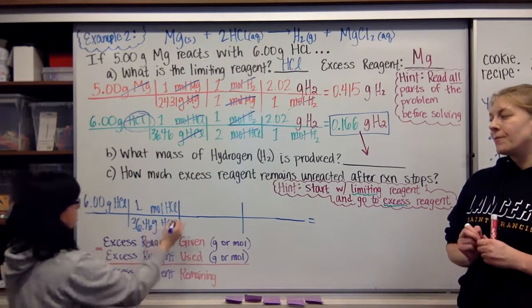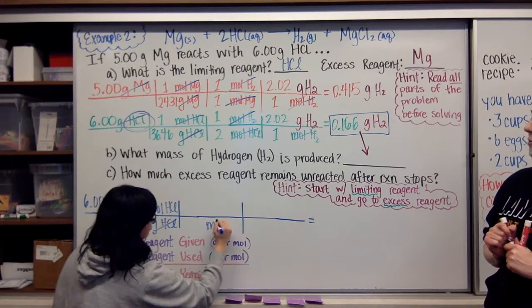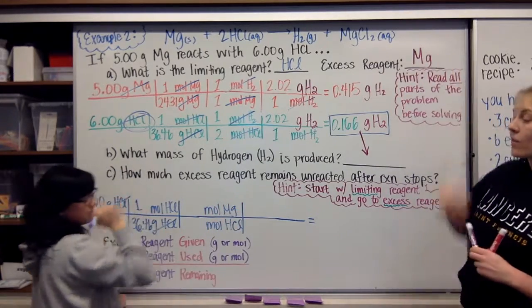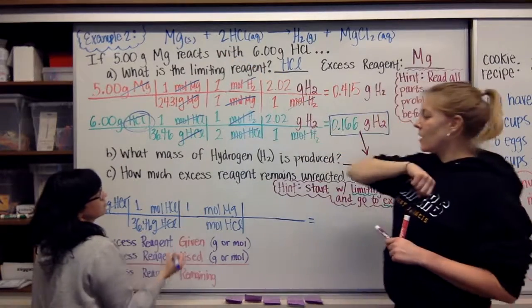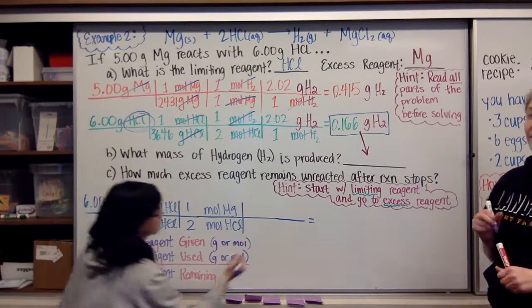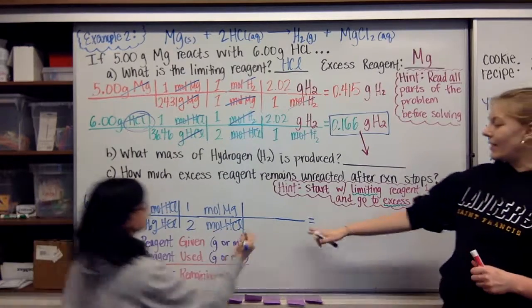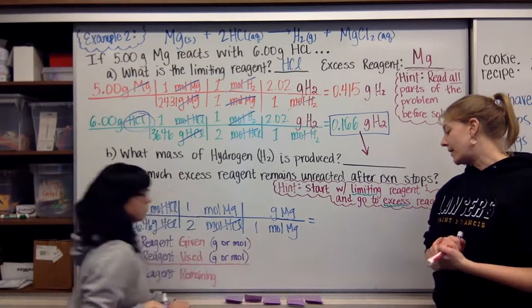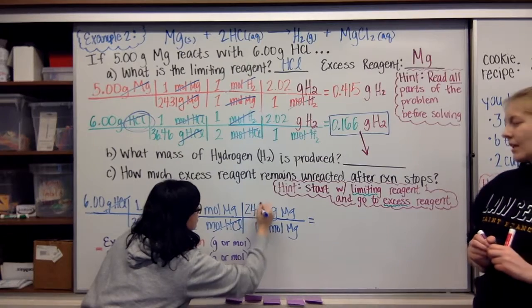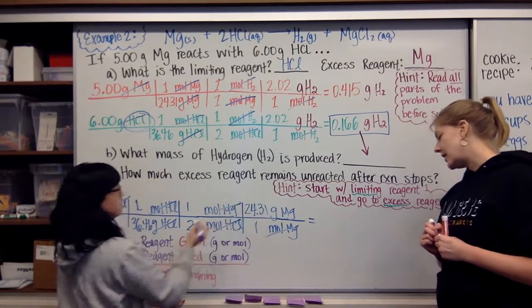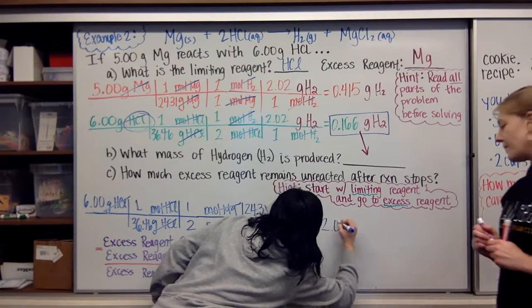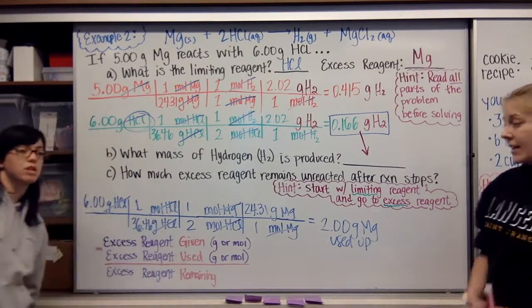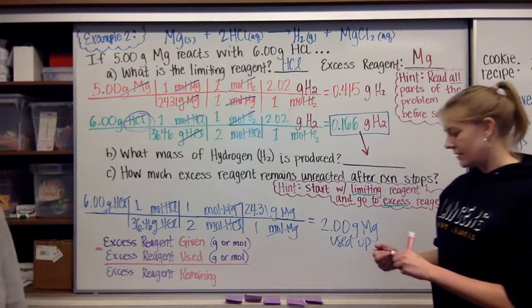Grams crosses off. Moles of HCl goes on bottom. And remember, this time we're trying to go to the excess reagent, which is Mg. So moles of Mg on top. We have 1 mole of Mg for every 2 moles of HCl. Moles of HCl crosses off. We have moles of magnesium now on bottom. And we're trying to find the grams. So grams of magnesium on top. And our molar mass of magnesium is 24.31. We do that whole calculation, and we get 2.00 grams of magnesium used. This is how much we use in the reaction. That's how much is used up when we have our 6 grams of hydrochloric acid.